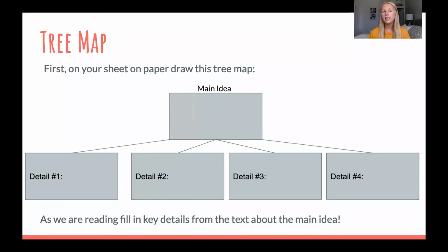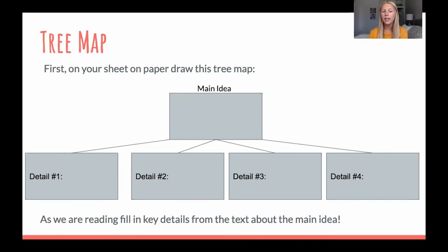So I want you guys to take this time to draw a tree map on your piece of paper. The tree map should look like the one that I have on the screen in front of you with 4 different details. You could do 4 or 3 details, whatever you guys can fit on your piece of paper. That is okay. Make sure to have your main idea labeled at the top. And as we are reading, fill in key details from the text about the main idea.